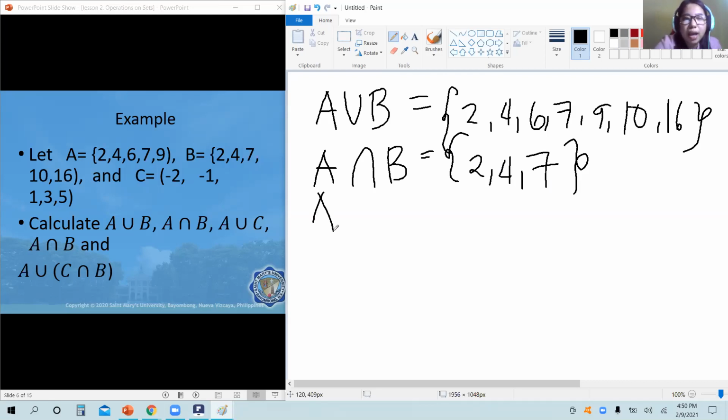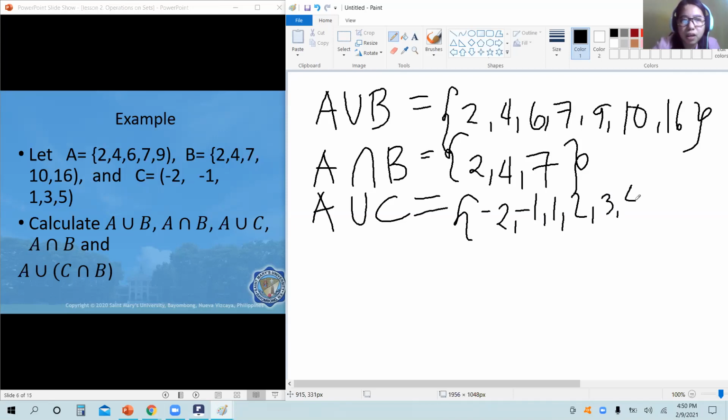How about A union C? We will again combine the elements of A and the elements of C. So we have -2, -1, 1, 2, 3, 4, 5, 6, 7, and the last one is 9. That's the A union C.